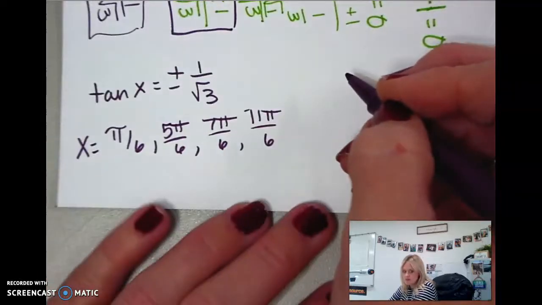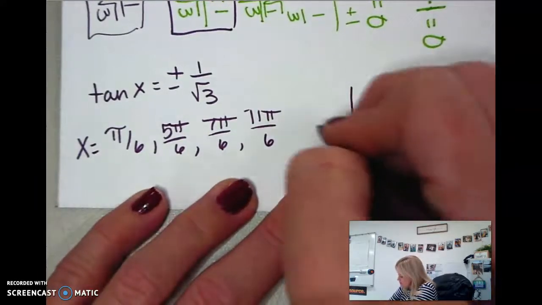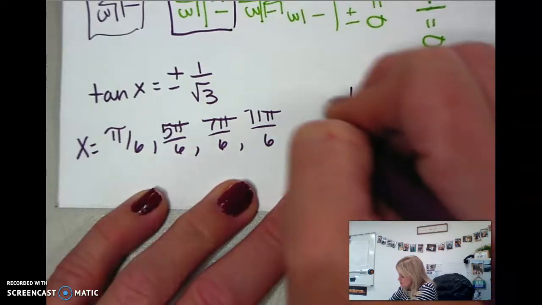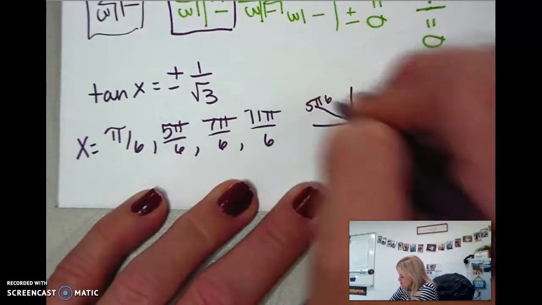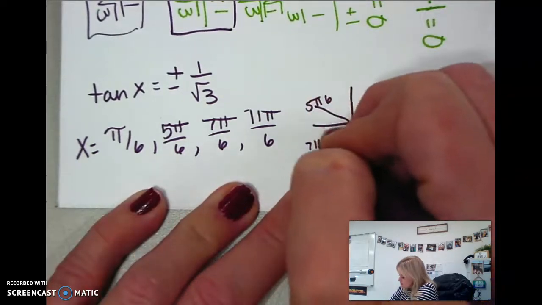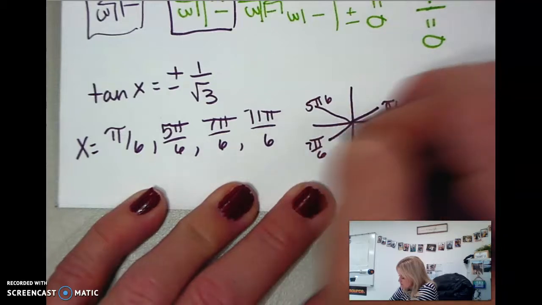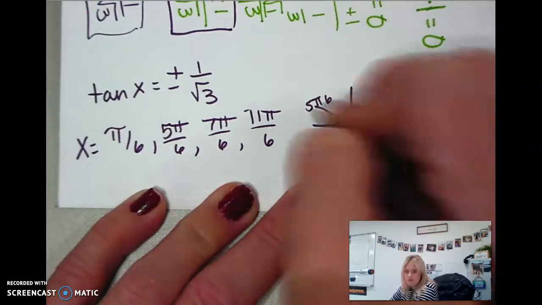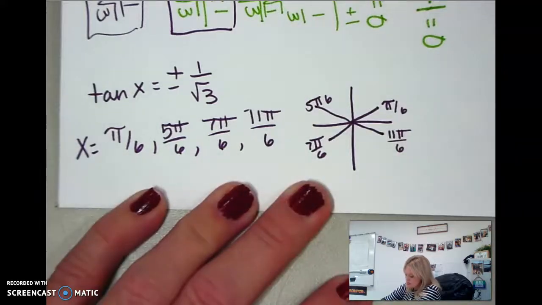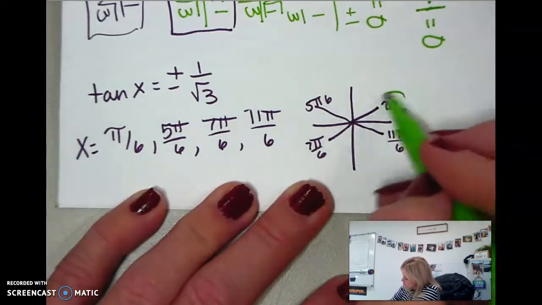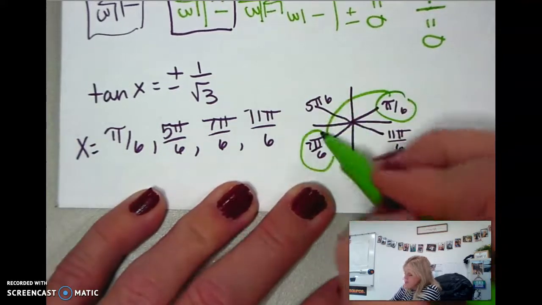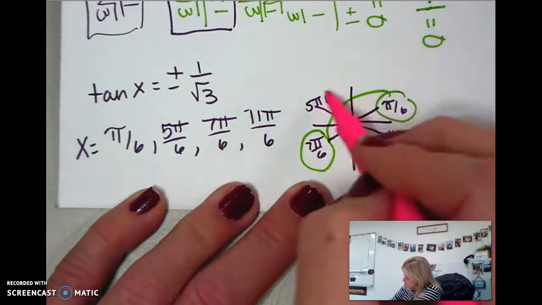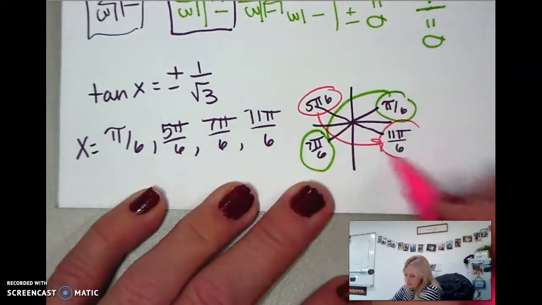Now, what do you notice about these points on the unit circle? 11 pi over 6 is right here, 5 pi over 6 is right here, 7 pi over 6 is right across from pi over 6, and 11 pi over 6 is right across from 5 pi over 6. So technically speaking, these two are 1 pi away, and these two are another pi away.